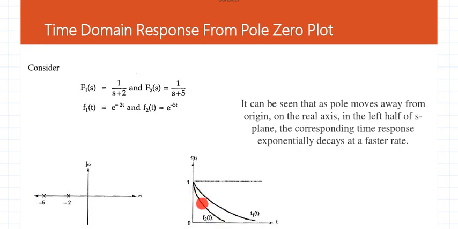So if such is the curve, we can draw a pole which is far away from the j omega axis.